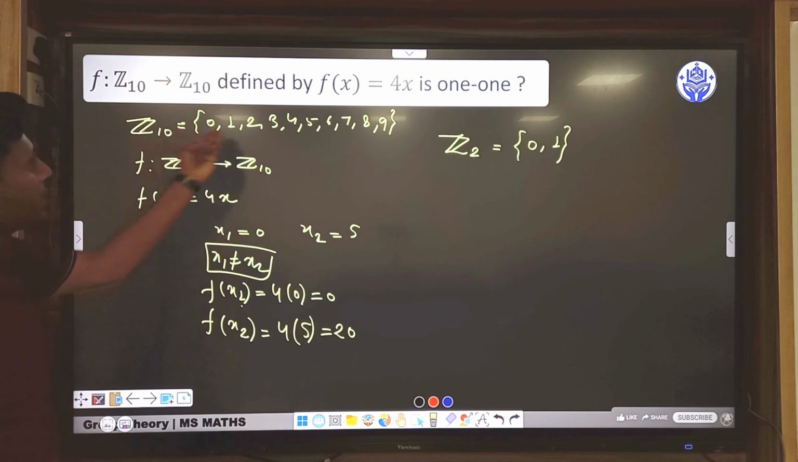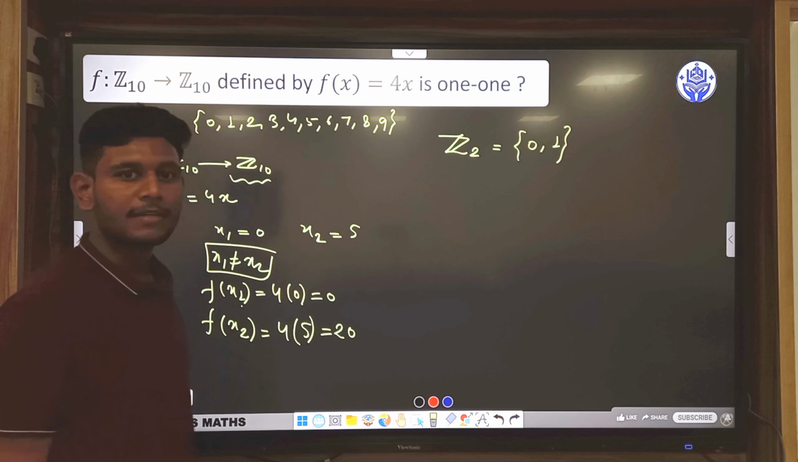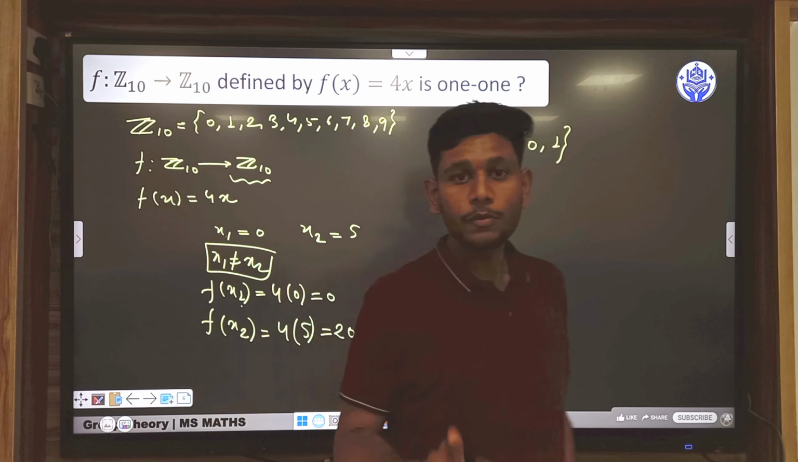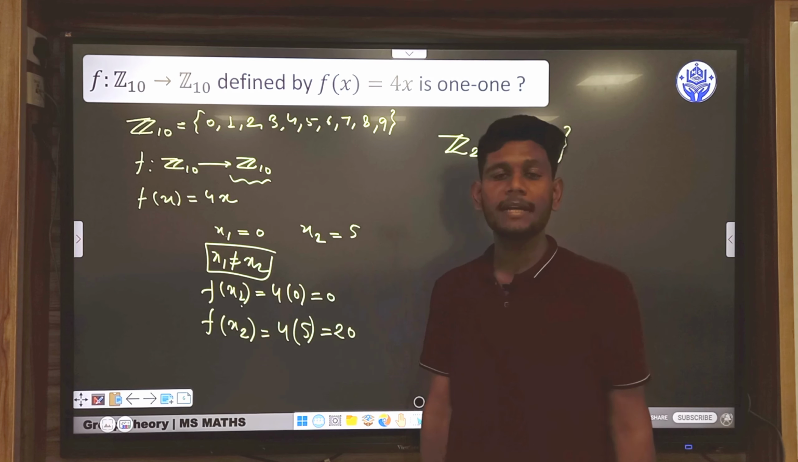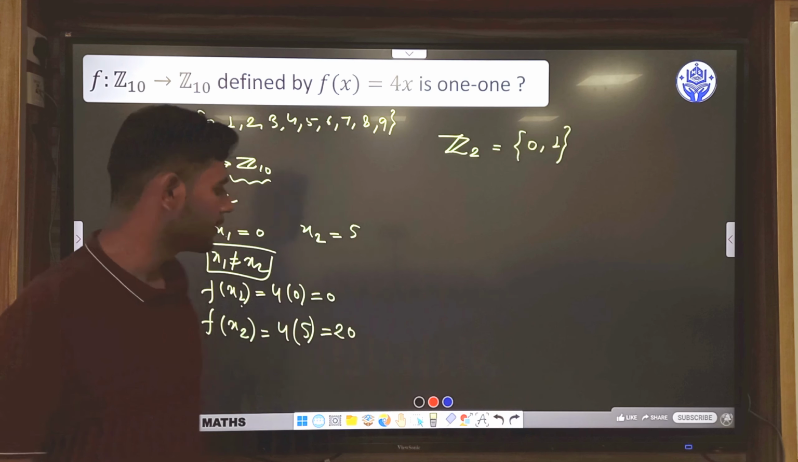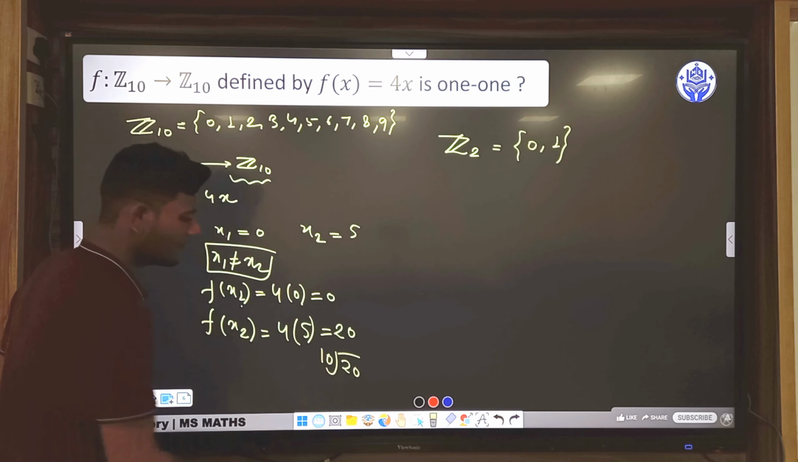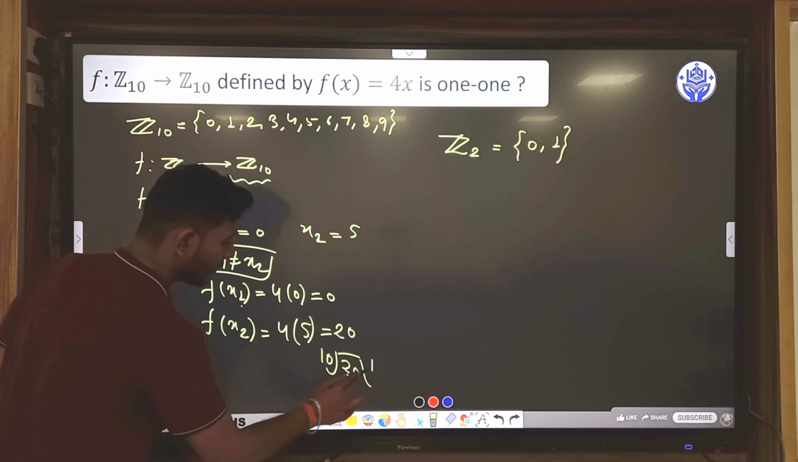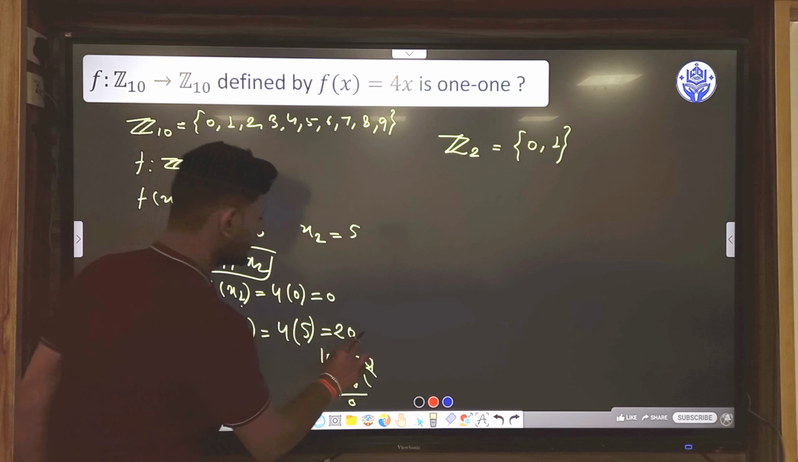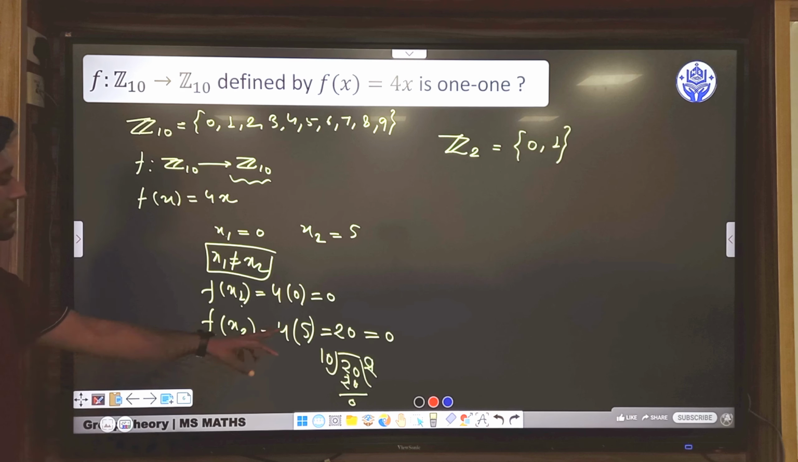But 20 is not in this set. See, the output should also be in Z mod 10, but it is 20. So what we'll do is divide this 20 by 10. If I divide it, it will be 2 times and the remainder will be 0. It means this 20 means 0 here. Now you can see here this is 0.